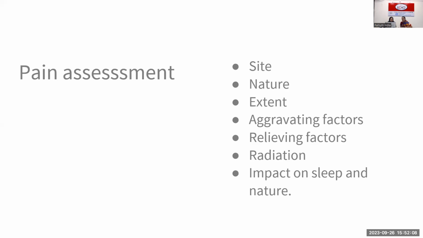Regarding pain assessment, all of you are aware of all these things. You should know the site of pain, nature of pain, extent, everything. All these are important because it's going to help you to move forward.